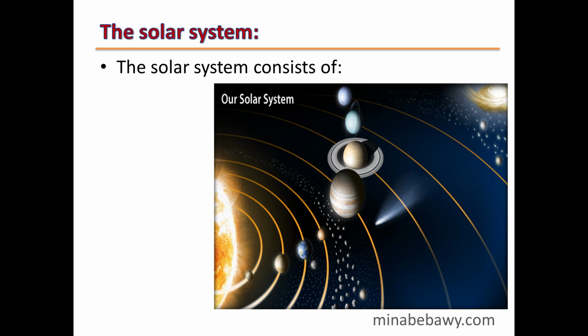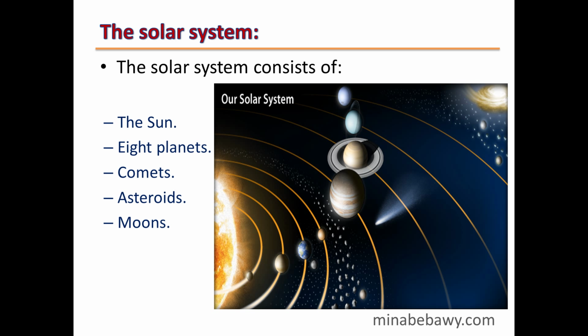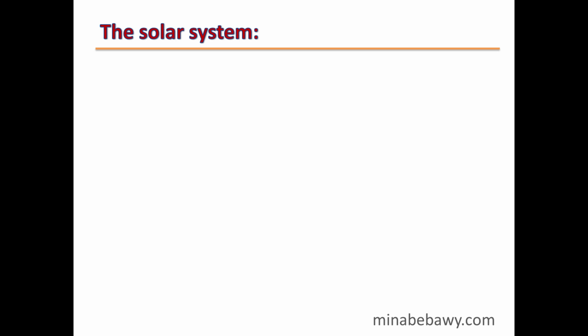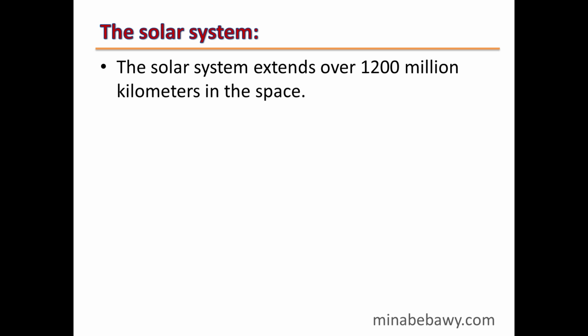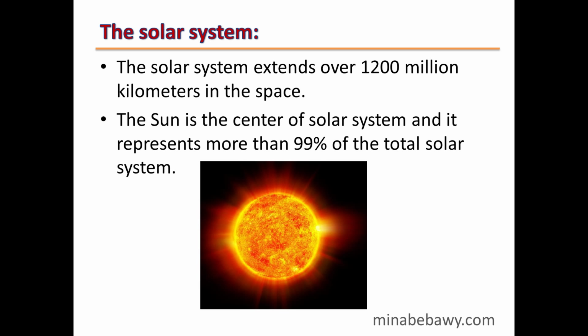The Solar System consists of the Sun, 8 planets, comets, asteroids, and moons. The Solar System extends over 1,200 million kilometers in space. The Sun is the center of the Solar System, and it represents more than 99% of the total mass of the Solar System.